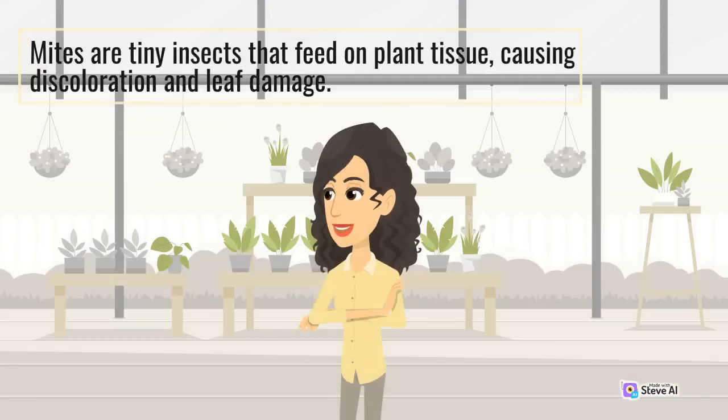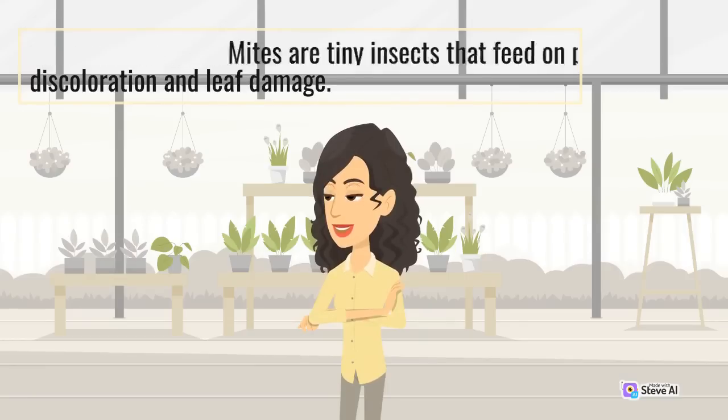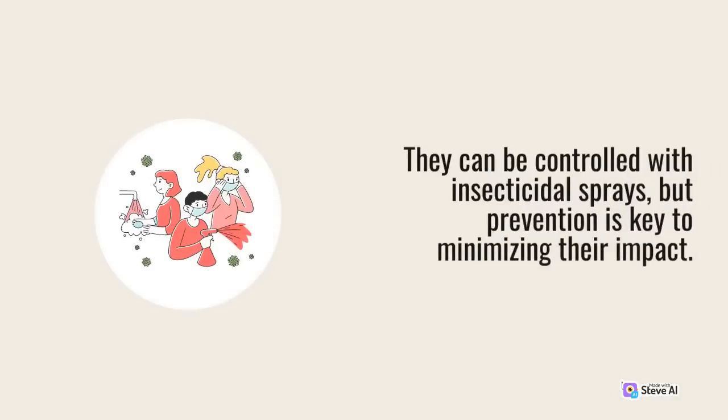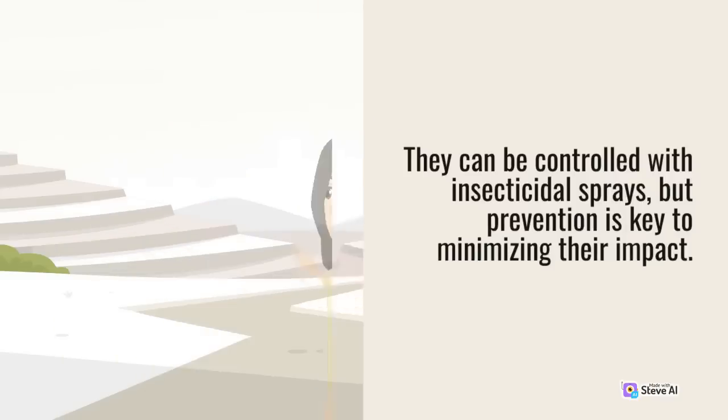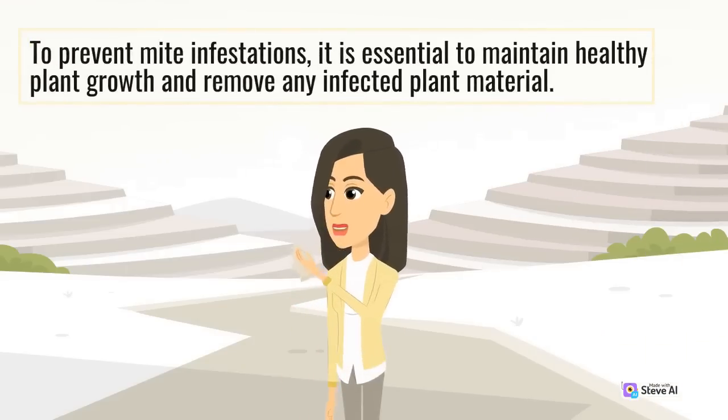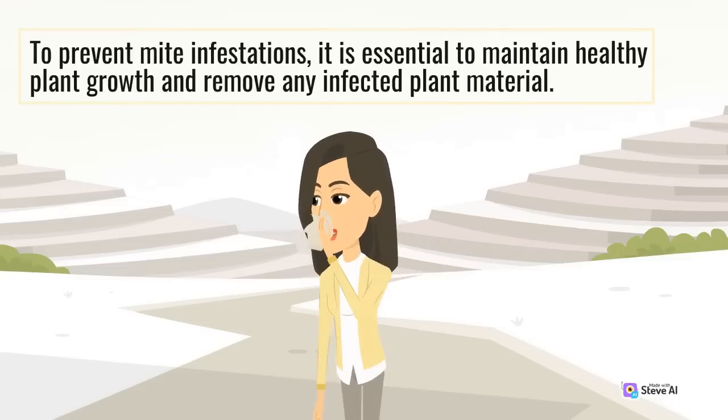Mites are tiny insects that feed on plant tissue, causing discoloration and leaf damage. They can be controlled with insecticidal sprays, but prevention is key to minimizing their impact. To prevent mite infestations, it is essential to maintain healthy plant growth and remove any infected plant material.